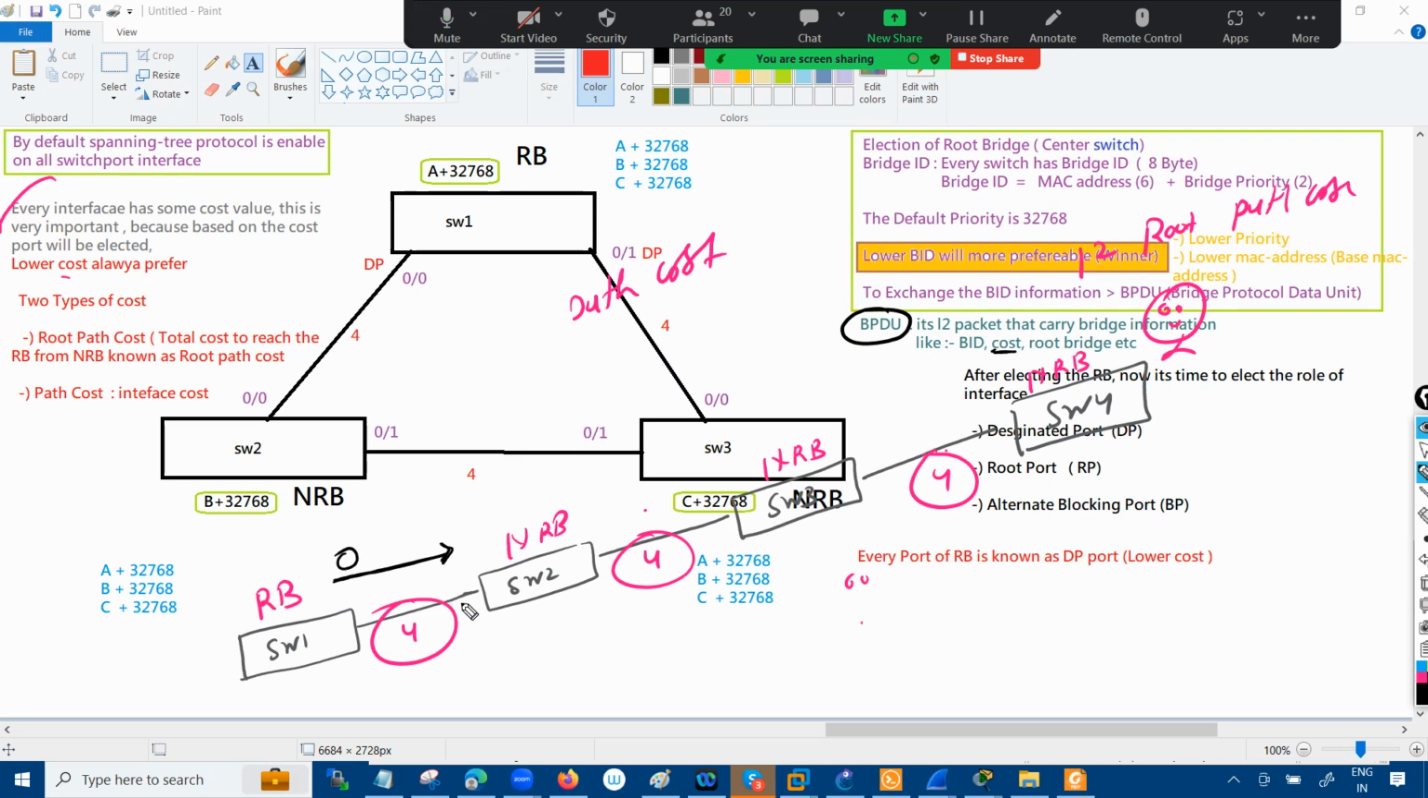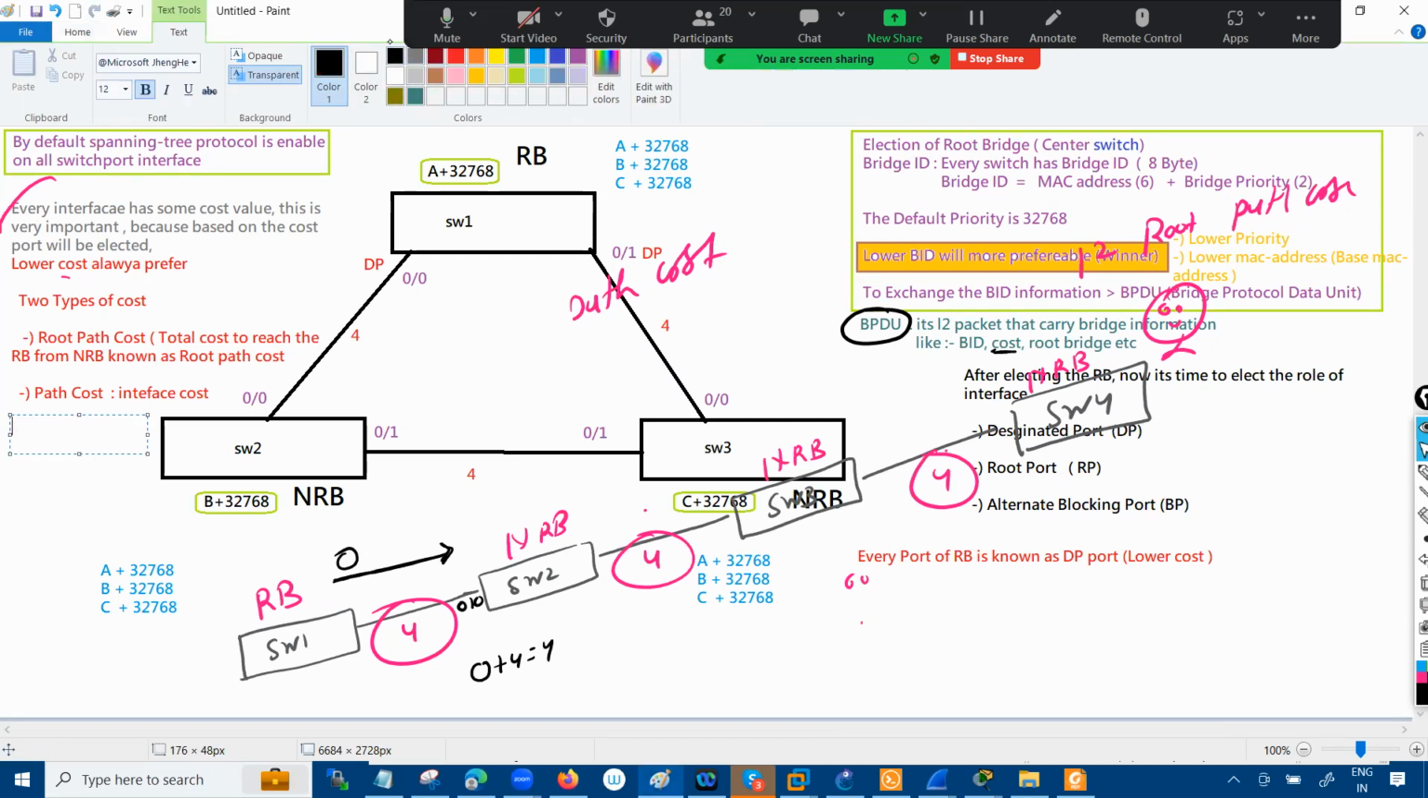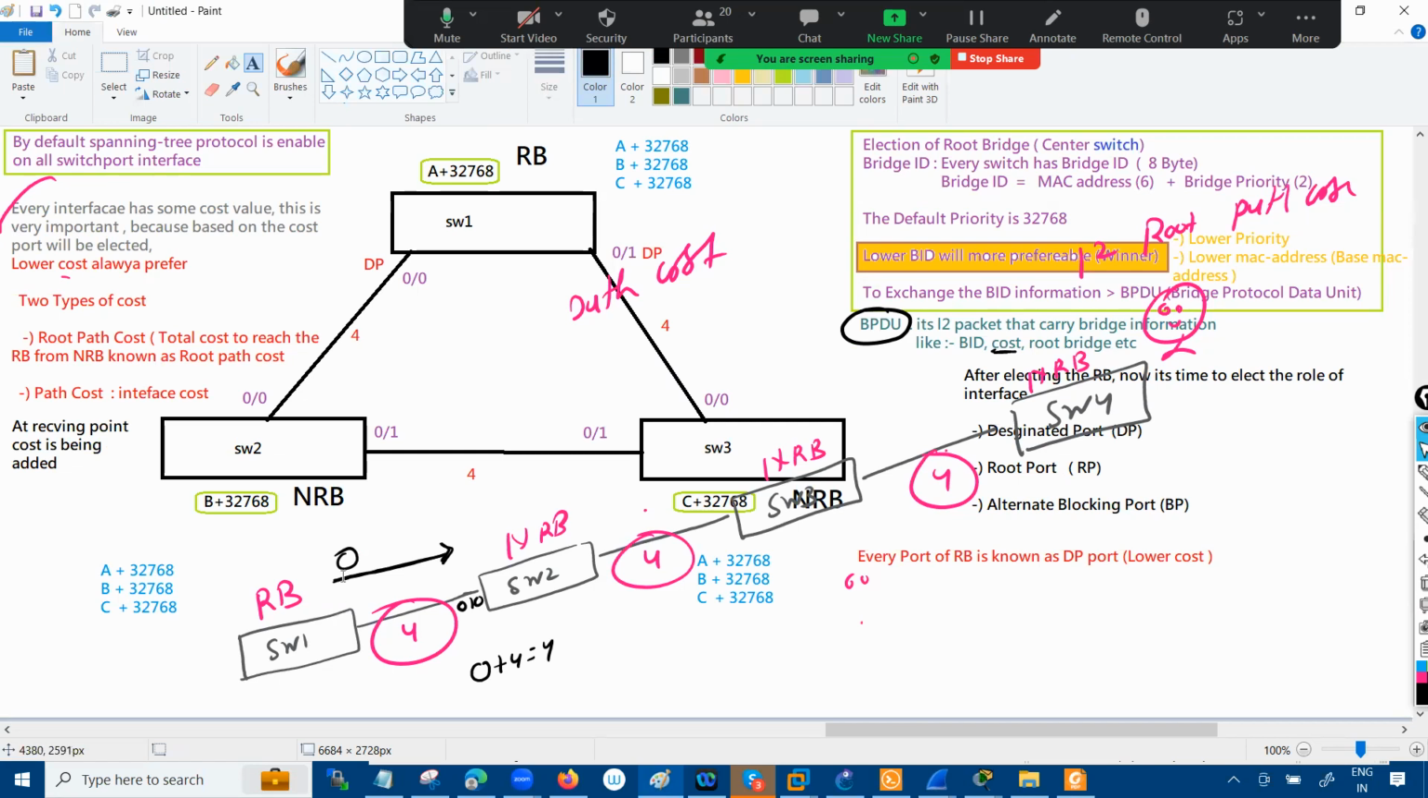Now, when switch 2 receives the BPDU on this particular interface, what will it do? It adds 0 plus 4, which is equal to 4. So at the receiving point the cost is being added. When switch 1 sends the BPDU packet, the cost will be 0. When switch 2 receives it, it adds the cost of this particular interface.